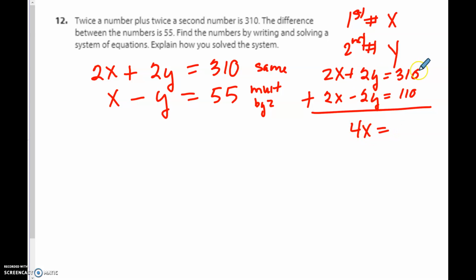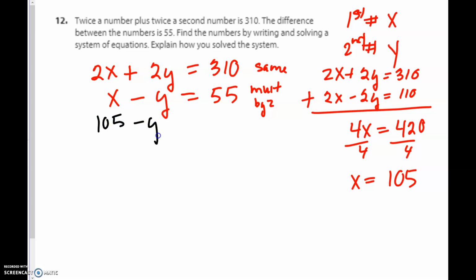And 310 plus 110 is going to be 420. And now when we take 420 and we're going to divide by 4, we get x equals, what's that? 105. So the first number x is 105. So let's put in here 105 minus y equals 55.